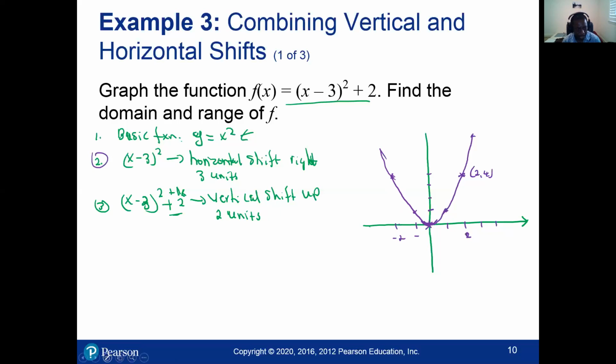So that means this point, the origin, if we change the color, is going to go 3 units to the right. So this point goes 1, 2, 3. So it goes here. Okay. And then it goes up 2 units, 1, 2. So the origin comes here. Okay, the origin is going to be here.